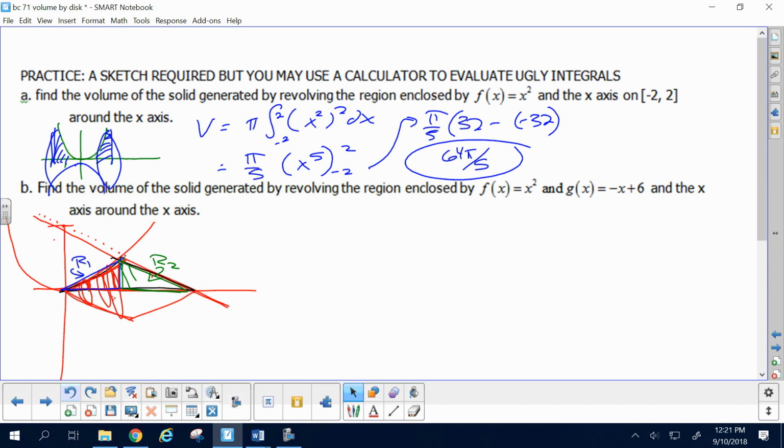Okay, I could totally do without a calculator. I call it region, I just use that for region 1, region 2. There really are two regions here. One is the x squared and the other is the line. R stands for region 1, region 2.